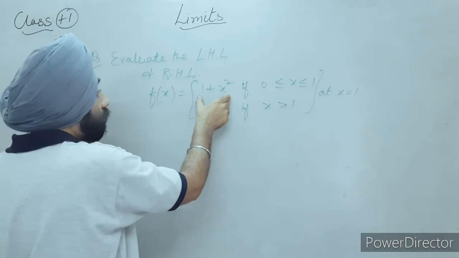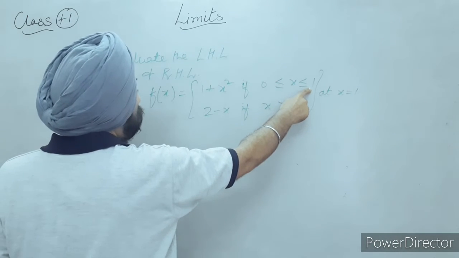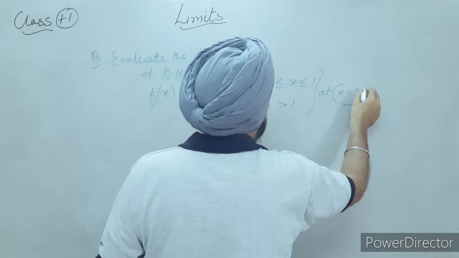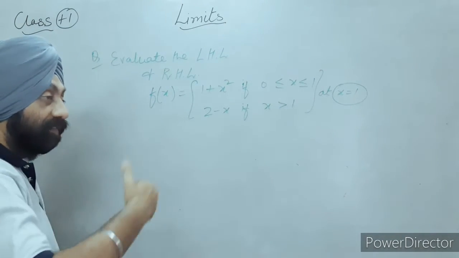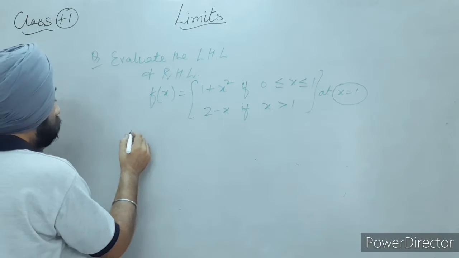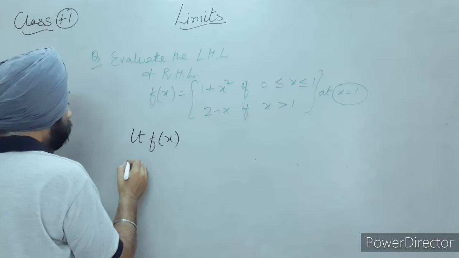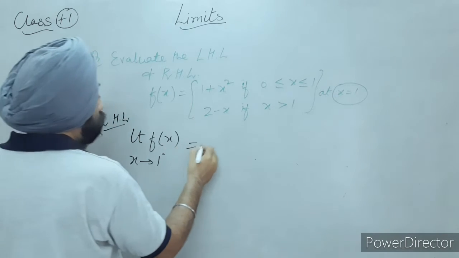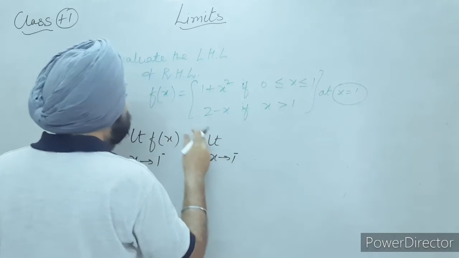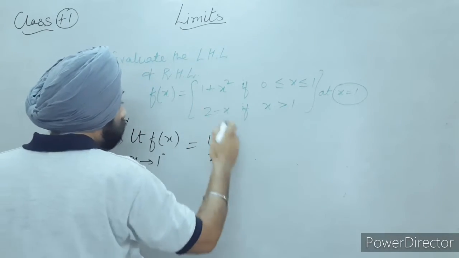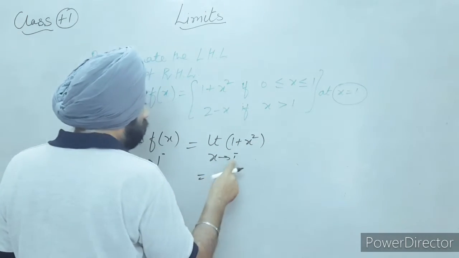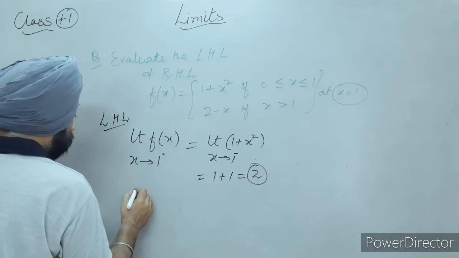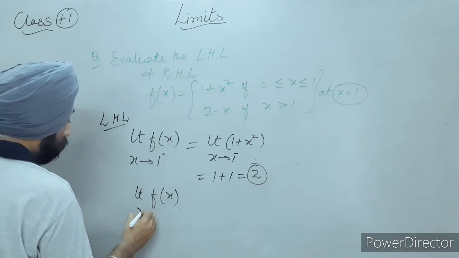The given function has this value if x is less than or equal to 1, and the function has this value if x is greater than 1. So I will find the limit of the function at x equals 1 from the left hand side as well as from the right hand side. Now let me calculate limit of my function as x approaches 1 negative. This means I am calculating the left hand limit. This is equal to limit as x approaches 1 negative. Now x is less than or equal to 1. The function has the value of 1 plus x square here. Just fill the value of x as 1. 1 plus 1, that is 2. That is 2. Now limit f(x) as x approaches 1 plus.